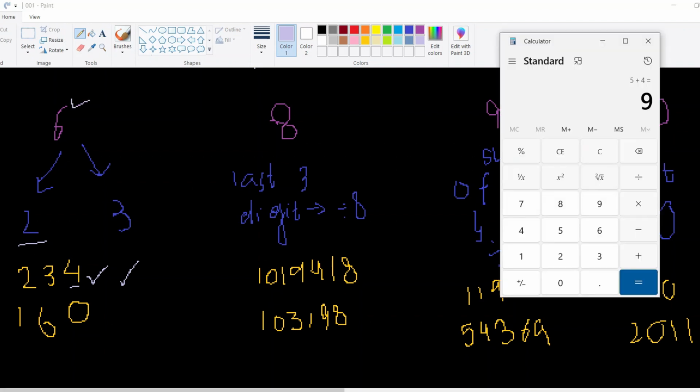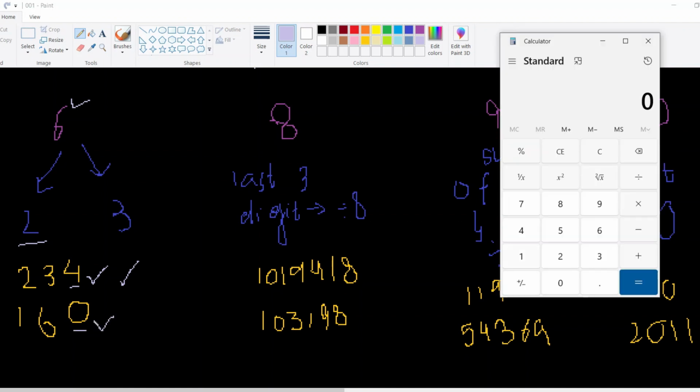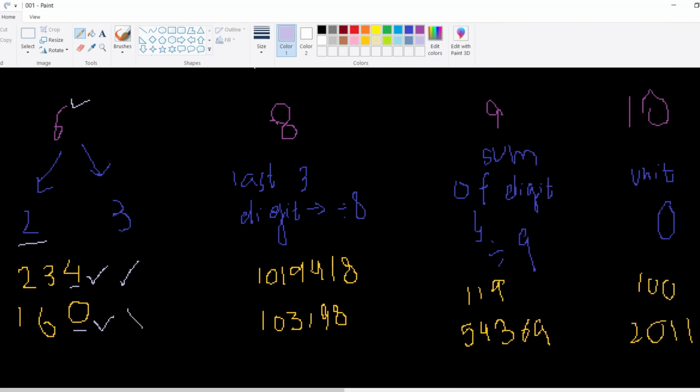For the next one we have an even number, which means it gives a 1 tick. However, if we add the numbers 1 plus 6 plus 0, it gives 7, which is not divisible by 3. So this number as a whole is not divisible by 6.